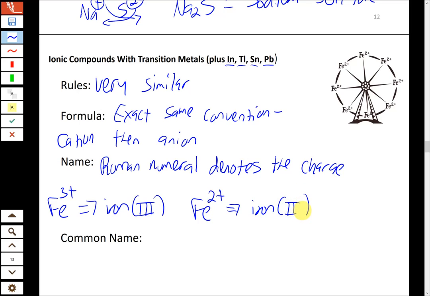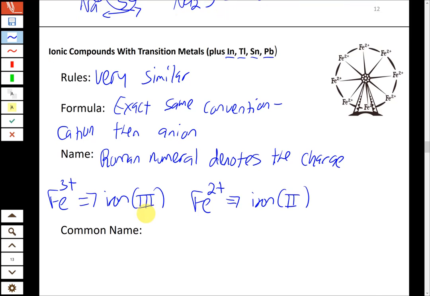So we only need to do that for, again, the middle part of the periodic table where the metal's going to have more than one possible charge, and the name needs to include the charge so you know what that is, because then that's how you would get the formula, because these could have two different formulas depending on the charge of the metal cation.